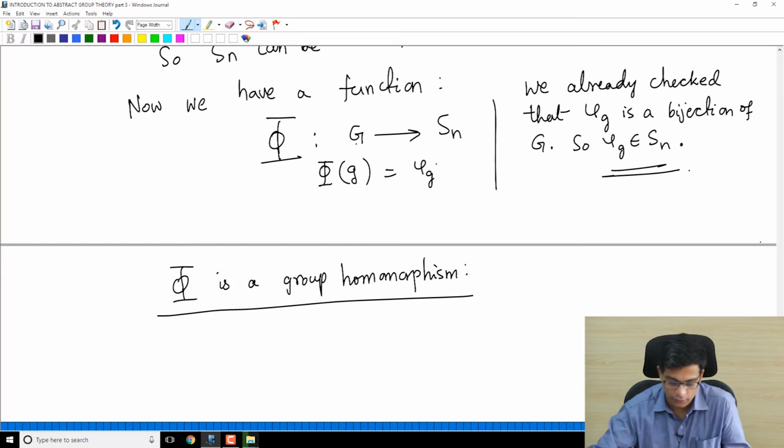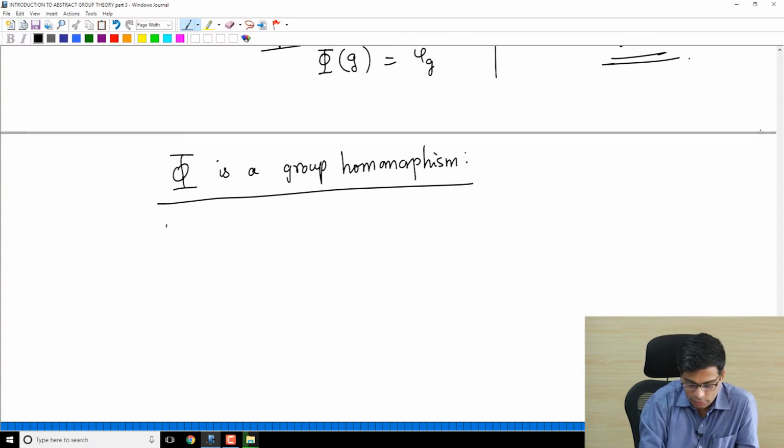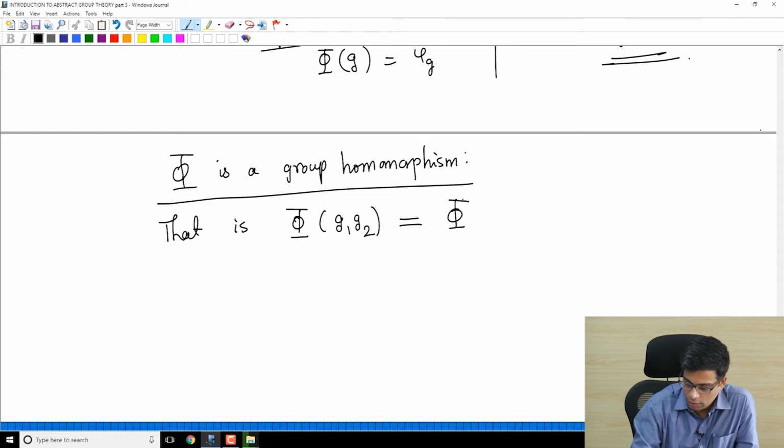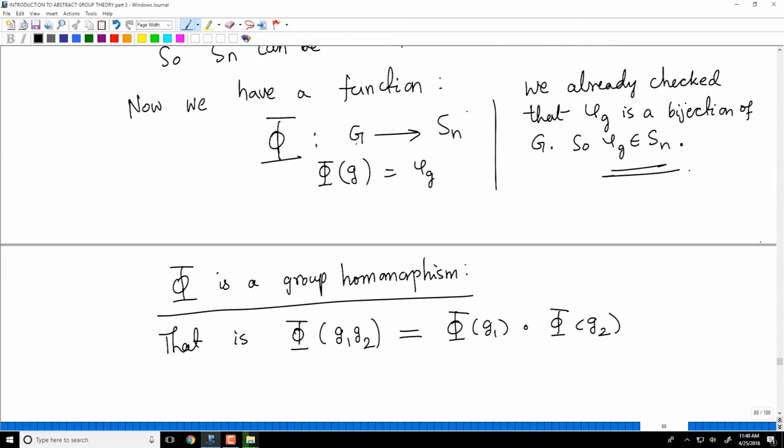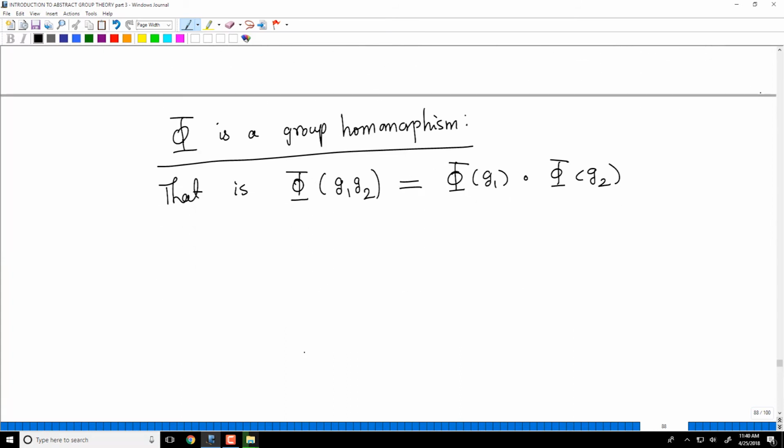So I am now claiming that phi is a group homomorphism, that is, capital phi of g1 g2 is equal to capital phi of g1 composed with capital phi of g2. Remember the composition on Sn, when Sn is being thought of as bijections of capital G, the binary operation there is the composition. So you take two elements of capital G, g1, g2, we want to first multiply them and apply phi, then phi of g1 as a function composed with phi of g2 will give you the answer. So this must be true for all g1, g2.